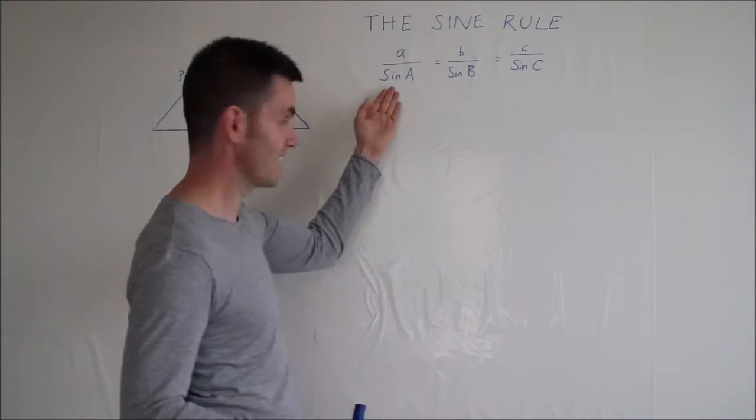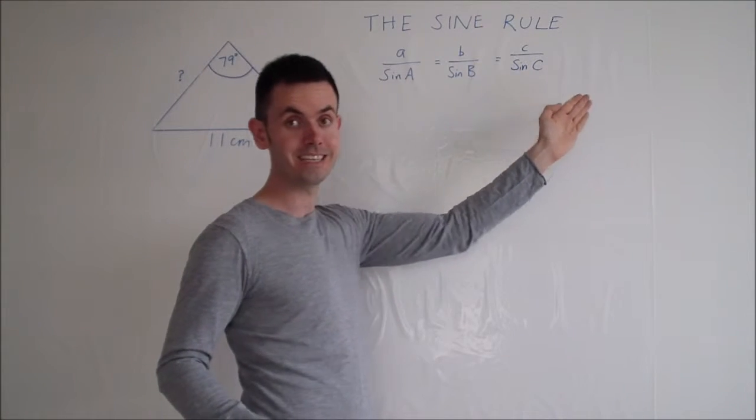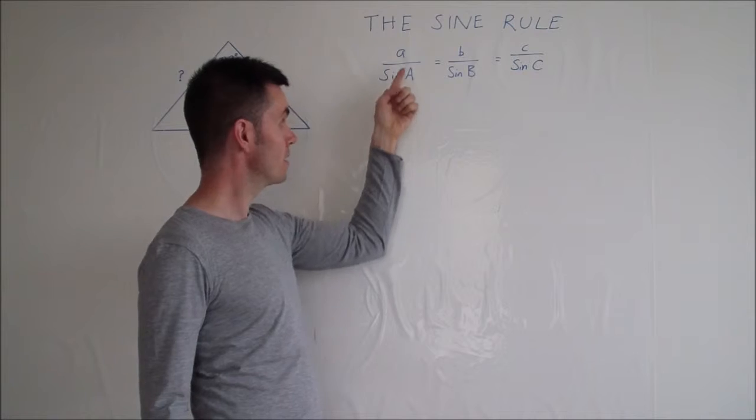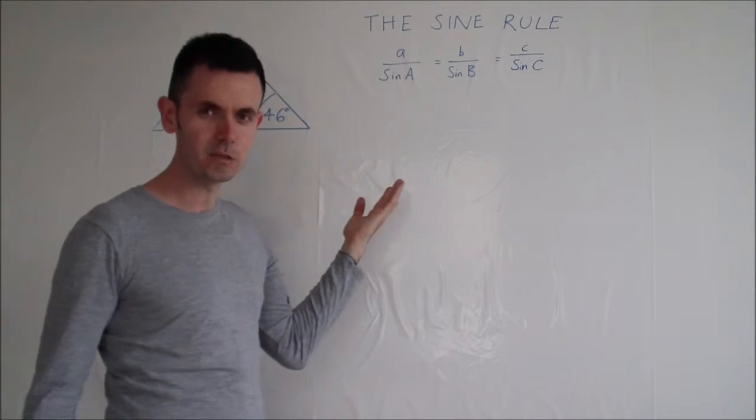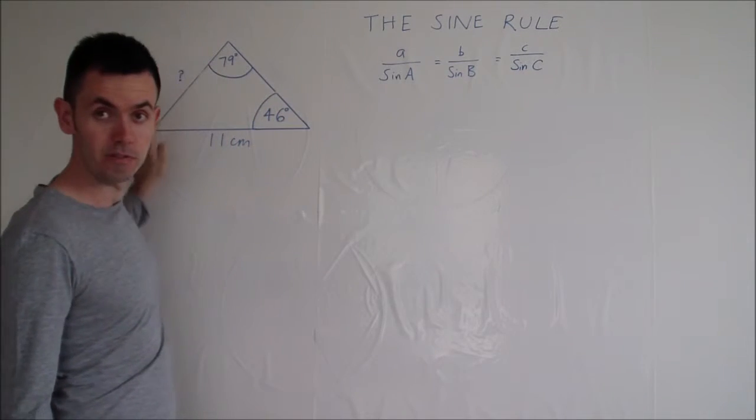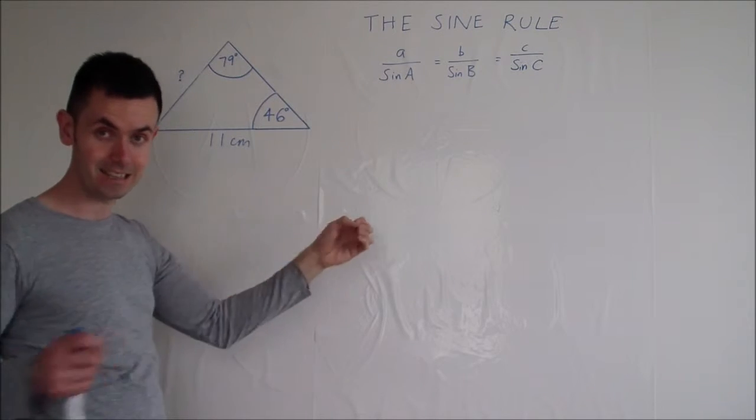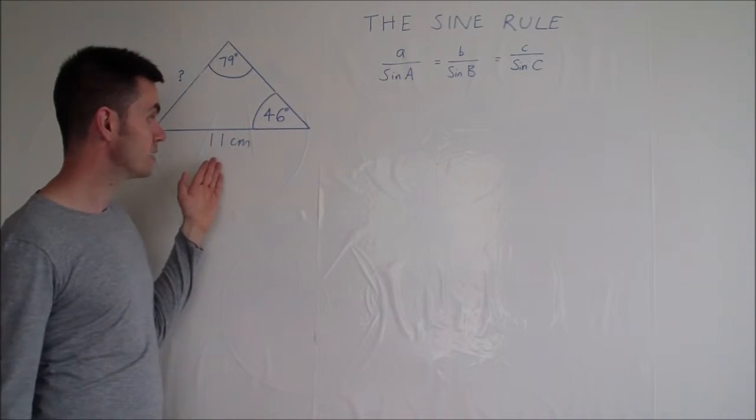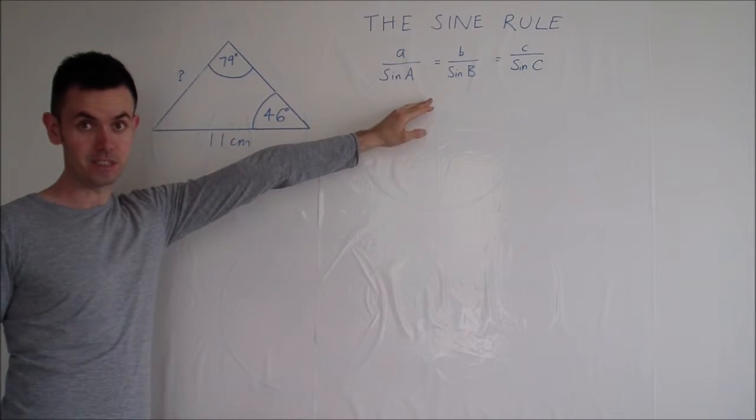The sine rule says that a over sine A is equal to b over sine B, which is equal to c over sine C. But notice we've got lowercase letters and uppercase letters here. What do they each mean? Well, the uppercase letters represent the angles at each of the vertices of these triangles, and the lowercase letters represent the lengths of the sides. And it's up to you in the exam to label your triangle to make sense of this rule.